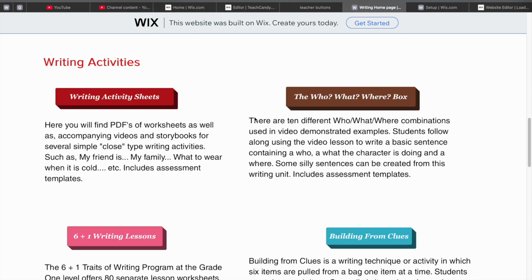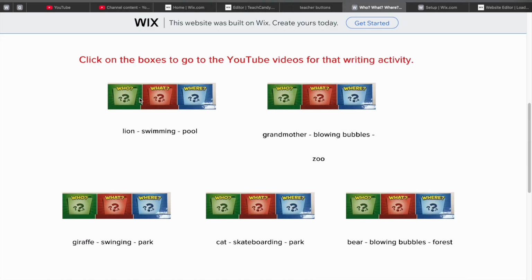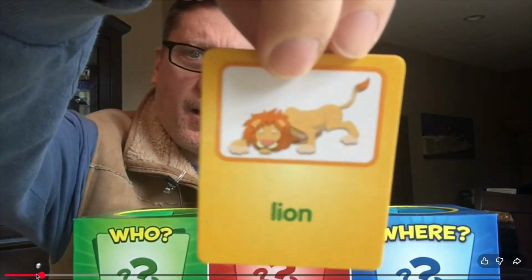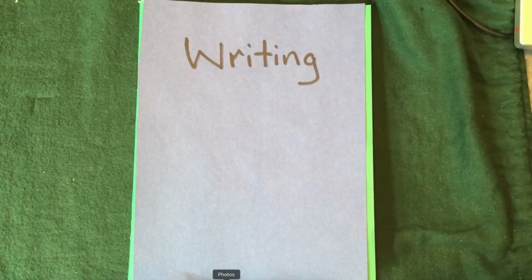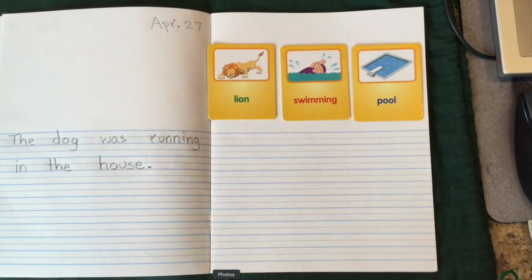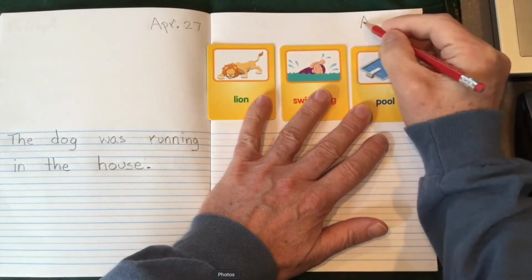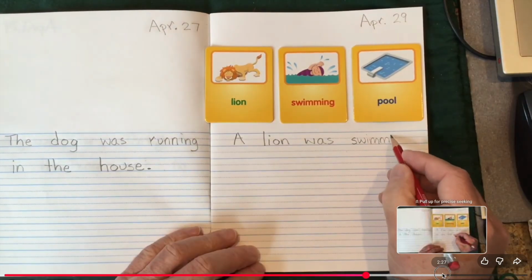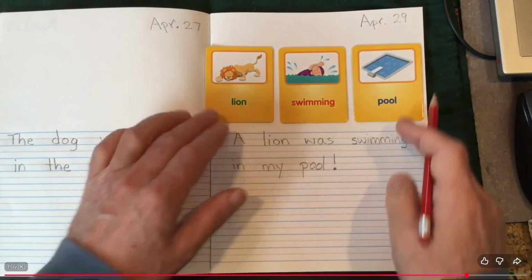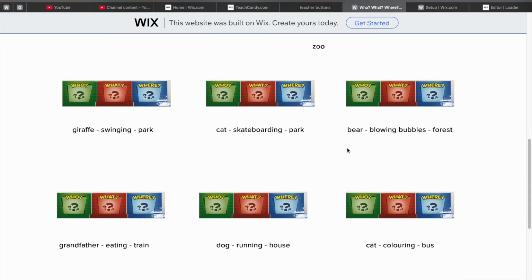Let's look at the who, what, where box next. In this one I have the actual physical box in my classroom, so I've done videos on it. So what I'll do is I'll pull out a who, a what, and a where card. And then in a writing workbook, I'll have my 3 cards as an example. My 3 words, and I'll ask the kids to help me make some different sentences. Usually we mix the words around and create 3 or 4 different types of sentences. And I get the kids to draw a picture, of course, at the top as well. And so I've offered several different ones where I've done that.